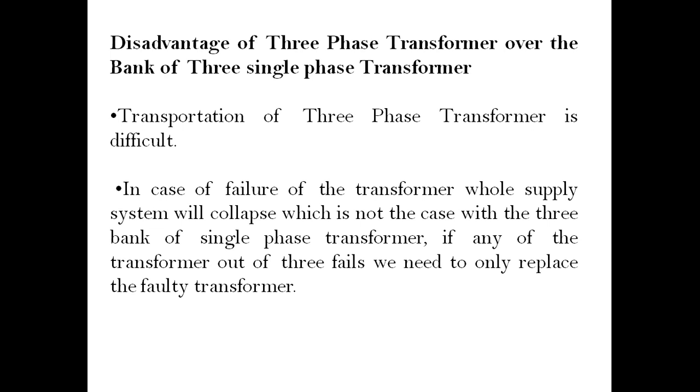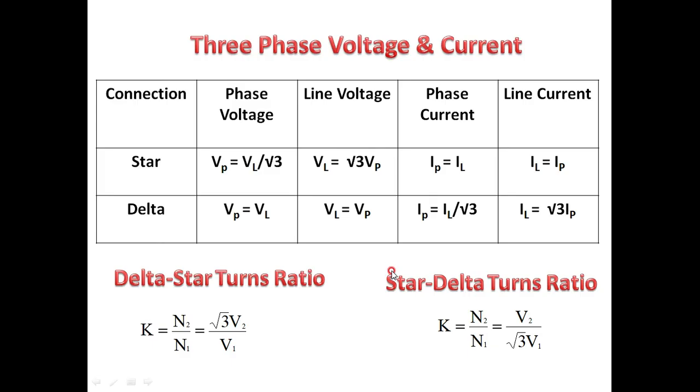In case of a failure of the transformer, the whole supply system will collapse. That is another major disadvantage of a single unit of a three-phase transformer. These are the three-phase voltage and current ratios that I will take up in the next section.